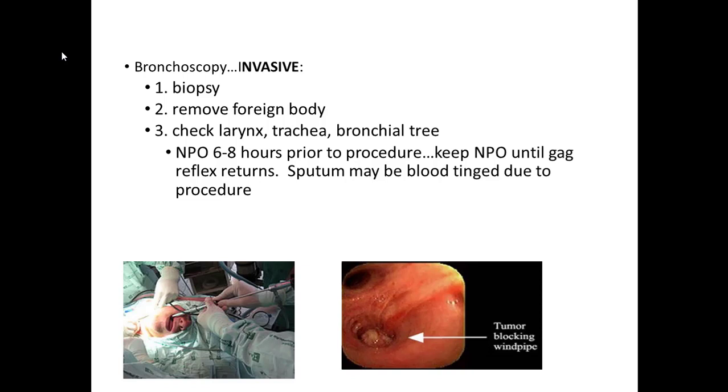These are the bronchial tree. So when we're dealing with these, our most important thing is we need to assess their airway. We need to watch their airway.